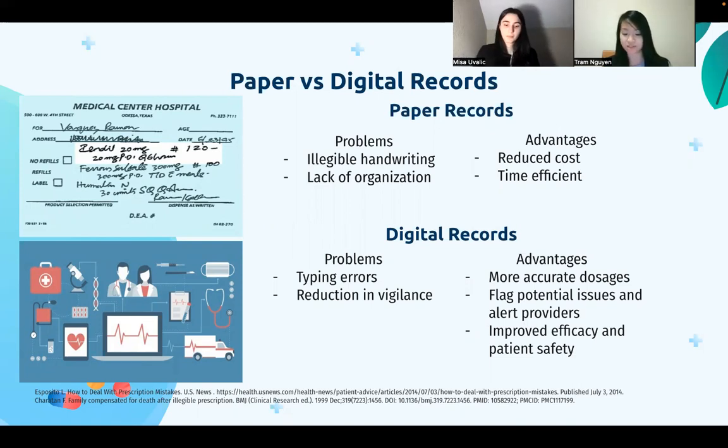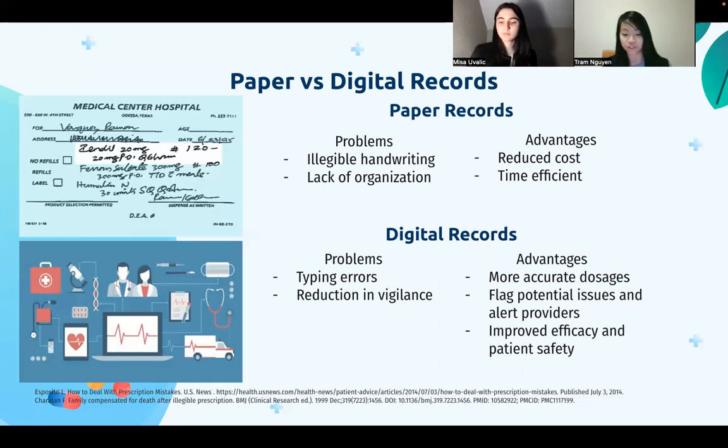Paper records are advantageous due to the fact that they are time efficient because there is no need to wait for files to load or to look for passwords. This is especially important when it is an emergency and time is of the essence. Paper records can also be accessed and utilized even when the internet is down, and they are less expensive than electronic records. The problem with paper records is that at times, handwriting may not be legible, which can lead to the different medication errors mentioned earlier. There is also a lack of organization when it comes to paper records, as they can easily be misplaced or lost.